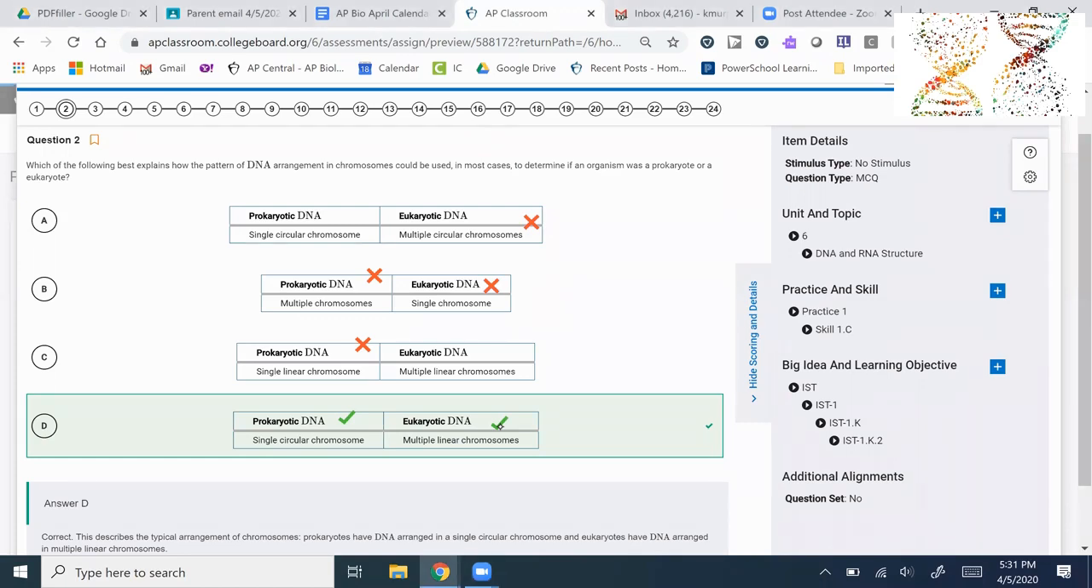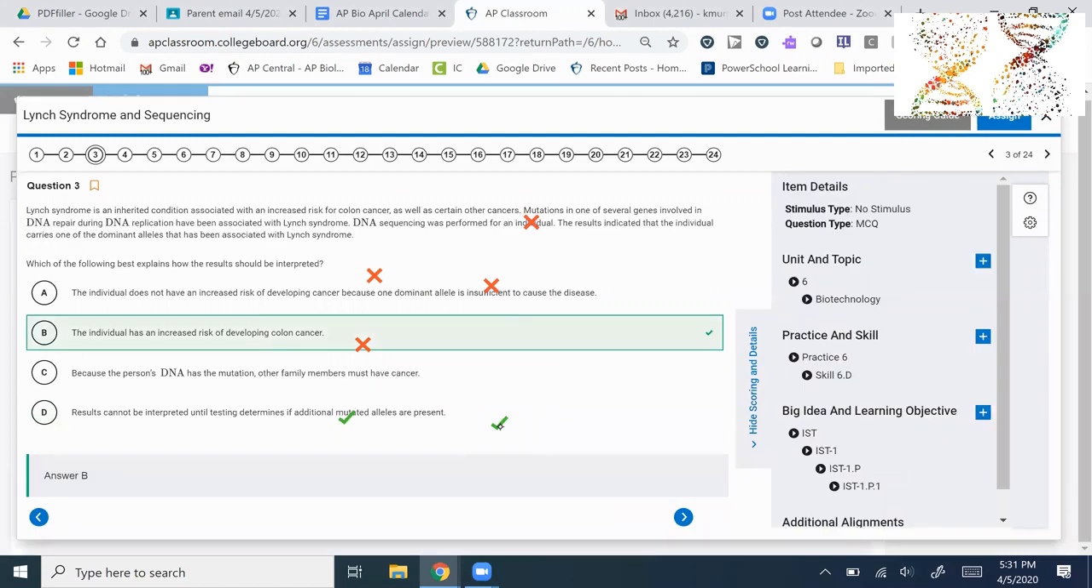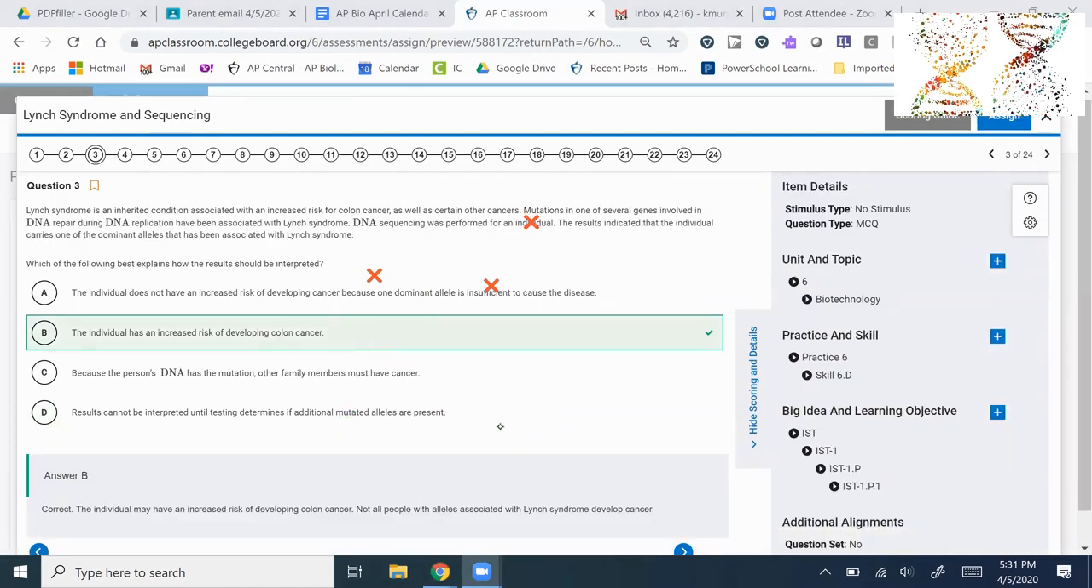All right, so going on to question 3. Lynch syndrome is an inherited condition associated with an increased risk for colon cancer, as well as certain other cancers. Mutations in one of several genes involved in DNA repair during DNA replication have been associated with Lynch syndrome. DNA sequencing was performed for an individual. The results indicated that the individual carries one of the dominant alleles that has been associated with Lynch syndrome.